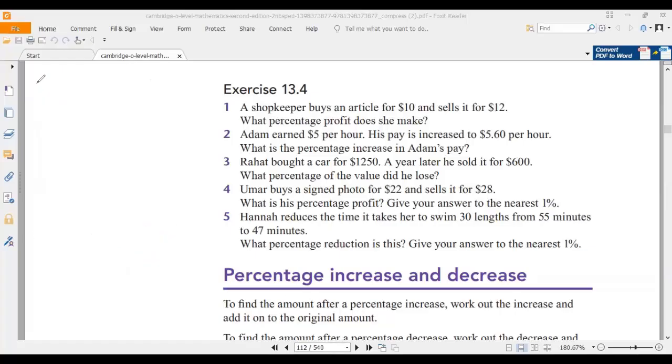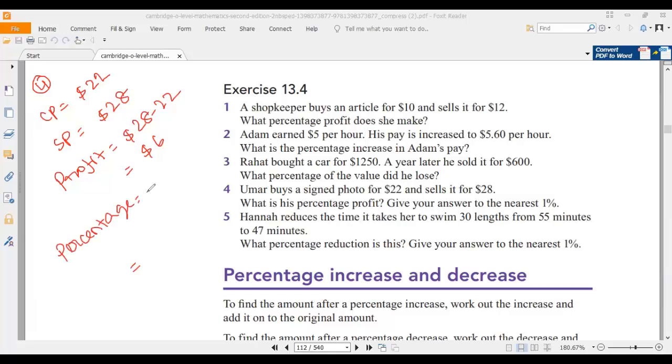Now question number 4. Question number 4 says, Omar buys a signed photo for $22. That means his cost price will be $22 and sells it for $28. That means selling price is $28. Now the question says, what is his percentage profit? So his profit will be, here we need to find out the profit. So profit will be 28 minus 22. That means $6.